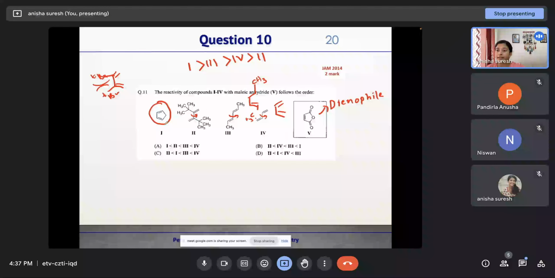This is in permanent cisoid conformation. So cyclopentadiene is a good diene that can undergo Diels-Alder reaction at a faster rate with maleic anhydride. And out of these 3 and 4, because of the presence of this CH3, which is an electron releasing group, this will have a more electron rich nature compared to simple butadiene. So the right answer will be option B.